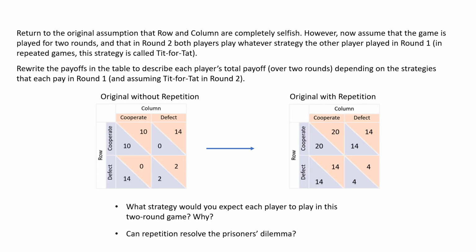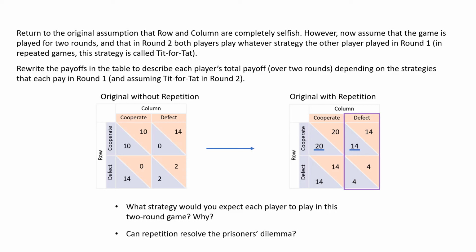Again, we use the same algorithm process to determine what strategy each player would play. So assume that column player plays cooperate. How would row respond? Would he play cooperate or defect? He would play cooperate. Now assume that column plays defect. How would row respond? Would he play cooperate or defect?